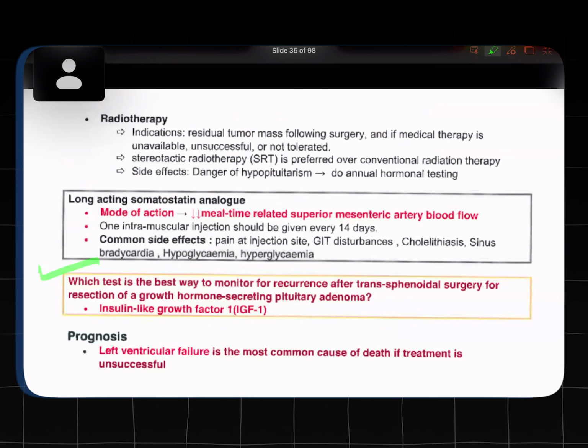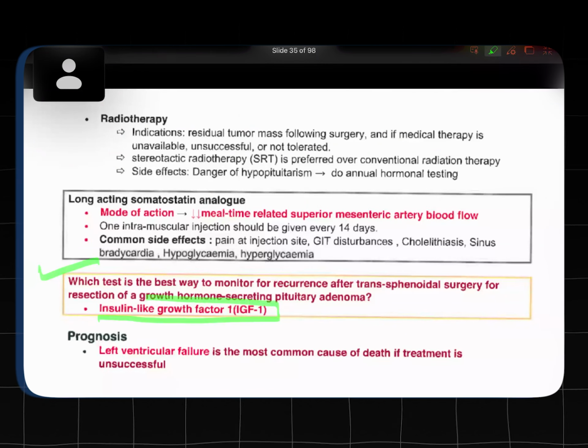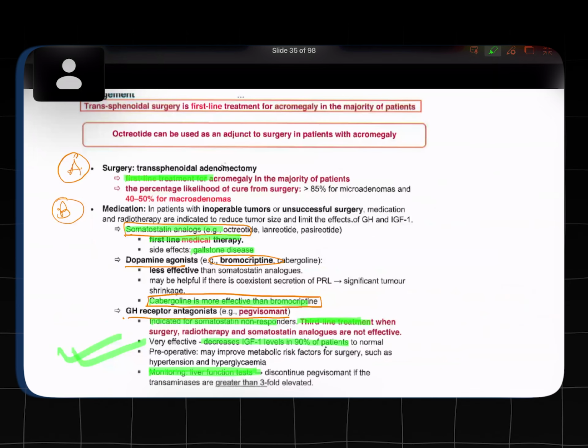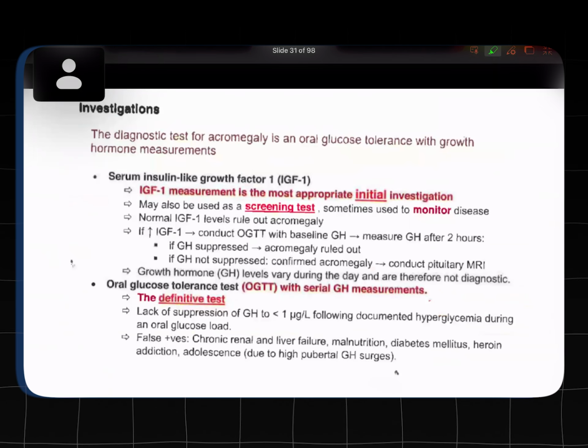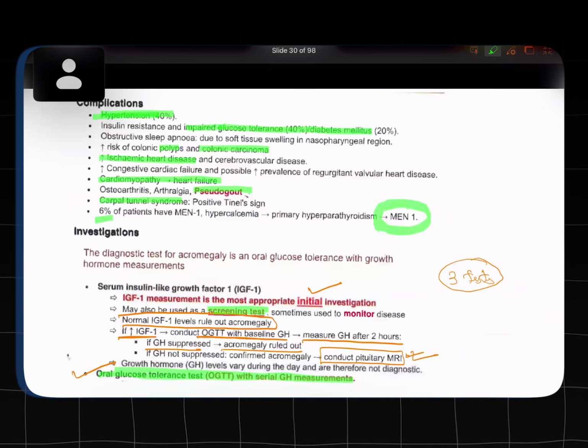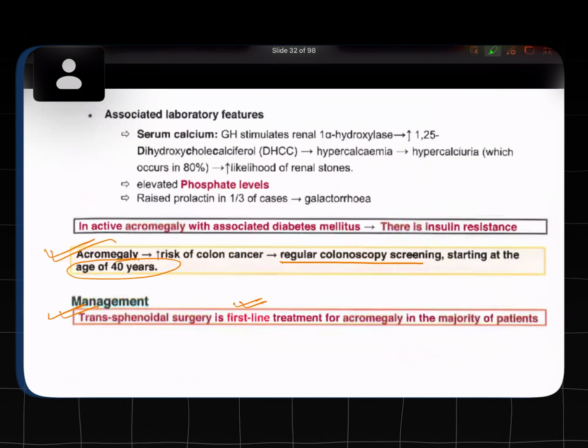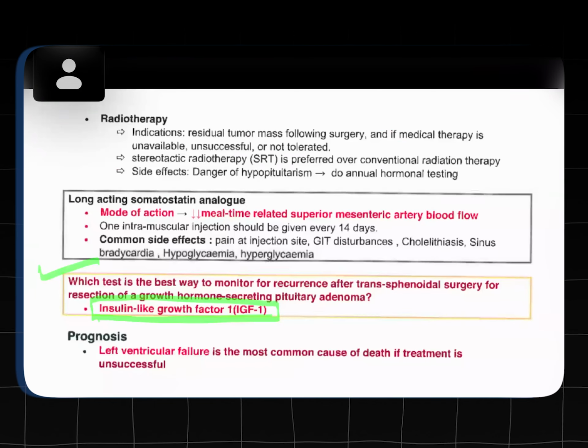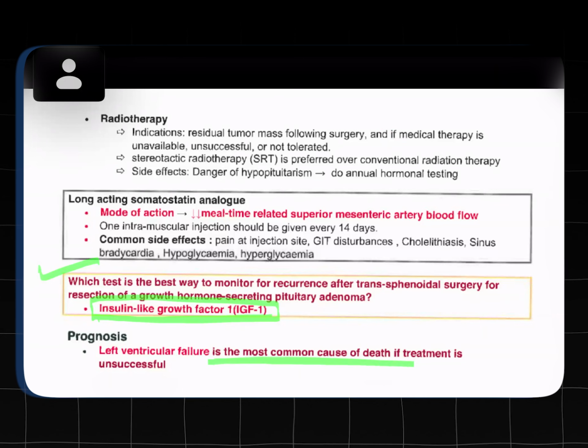Which test is the best way to monitor for recurrence after transsphenoidal surgery? It is insulin-like growth factor 1. You have to do this test for recurrence. IGF-1 was also the initial investigation, and even after surgery, if you want to look for recurrence, then you have to measure the IGF-1. This I have already told. Left ventricular failure is the most common cause of death in this patient. It is a cardiac cause.